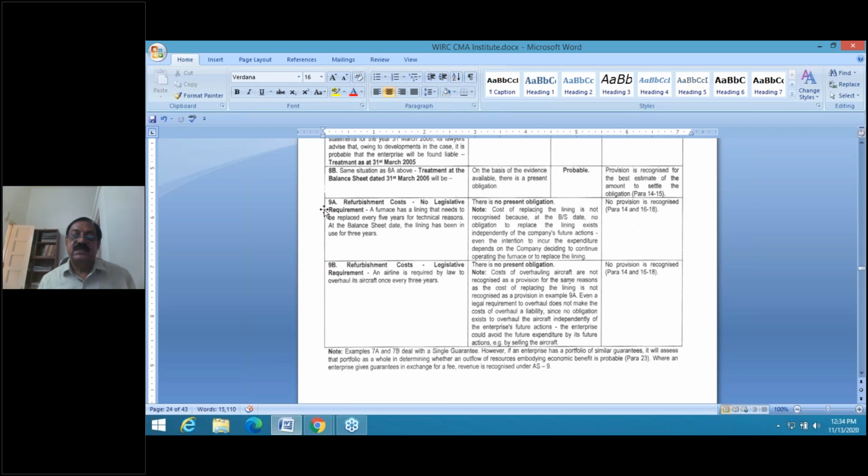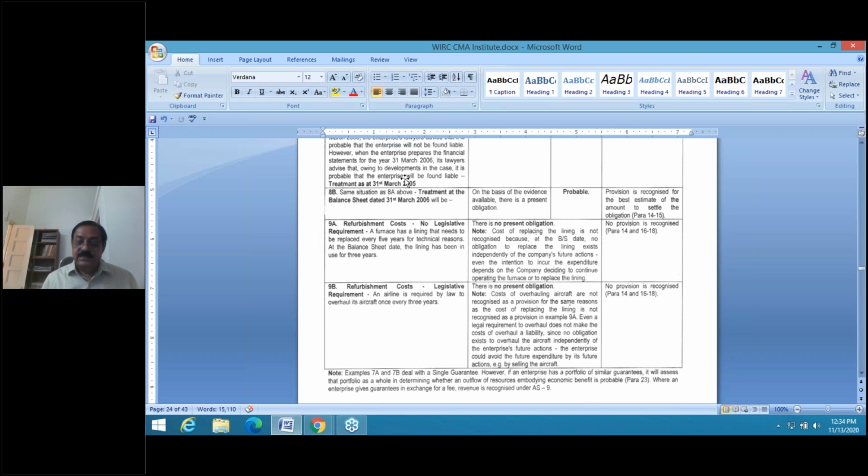So no provision is recognized, because the cost of replacing the lining is not recognized, because at the balance sheet date no obligation to replace the lining exists. Friends, an obligation arises when you enter into some agreement with somebody; otherwise there is no question of obligation. I have not contacted anybody to replace. I have not finally decided whether I will replace the lining or replace the furnace. So there is no obligation, neither legal nor constructive, on the balance sheet date, so no provision is required there also.